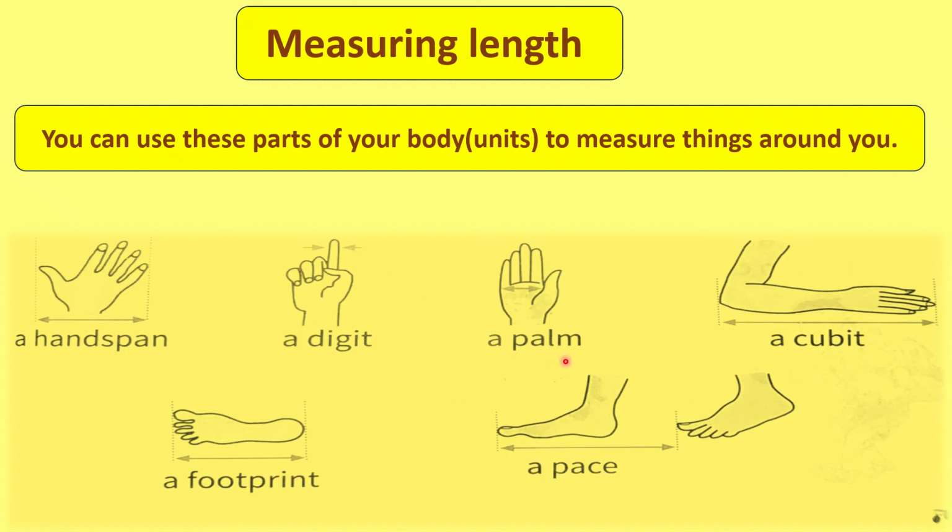What about a palm? A palm, bacha, says four digits, approximately about 3 inches. When we open our palm and use it for measuring any points, our palm represents four digits. Okay, and what about a cubit? It starts from your elbow and ends at the middle of your finger, so it's known as a cubit.